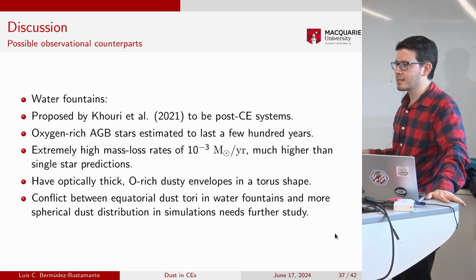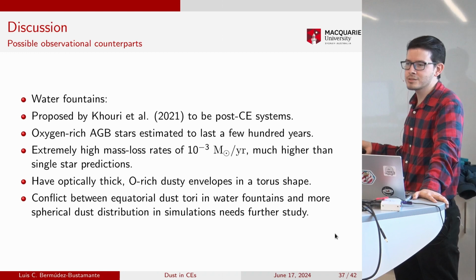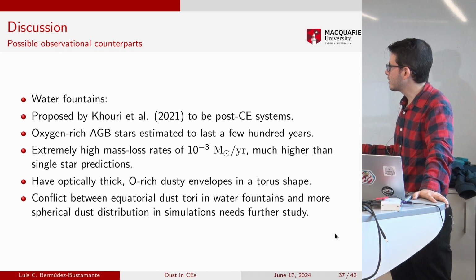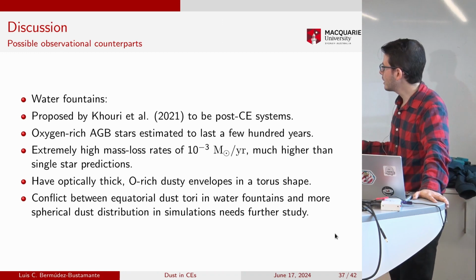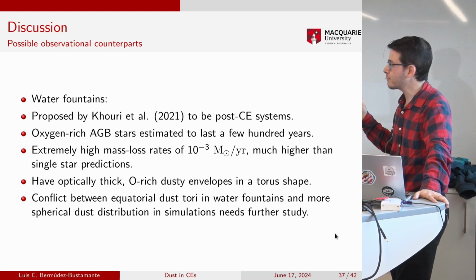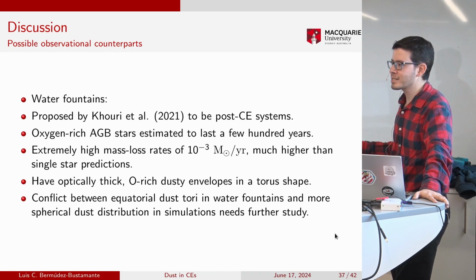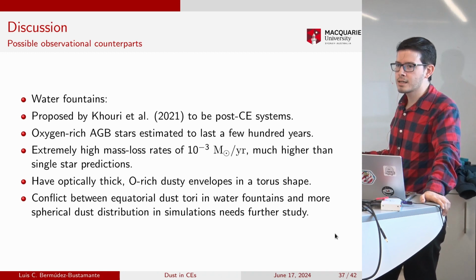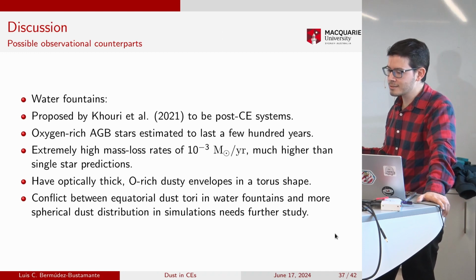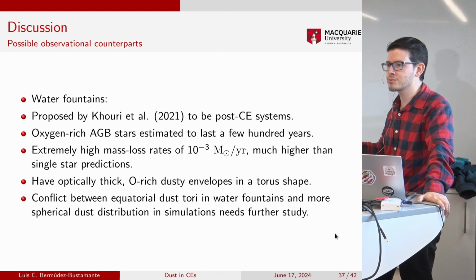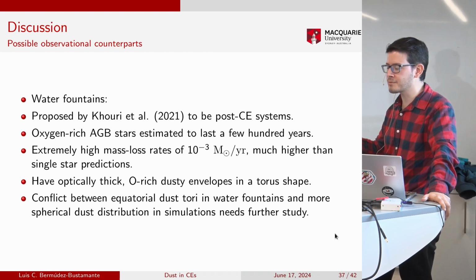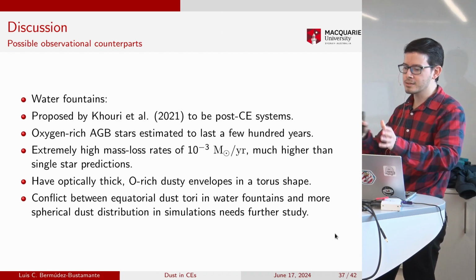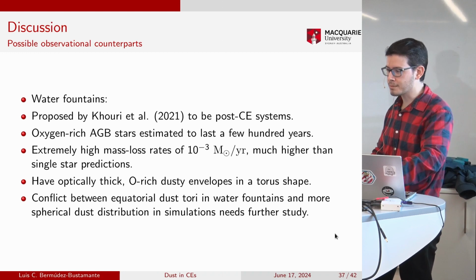Or the same might happen with water fountains, which are oxygen-rich AGB stars, but they have optically thick, dusty envelopes in a torus shape. But the problem is that for water fountains, the dusty structure is like a torus, and that is different than in our simulations, because in our simulations we have a spherical dusty structure. So maybe we need to consider more massive companion stars, a different combination of stellar parameters for this.